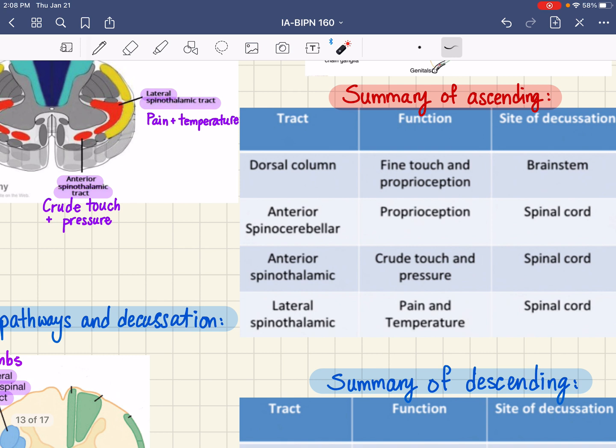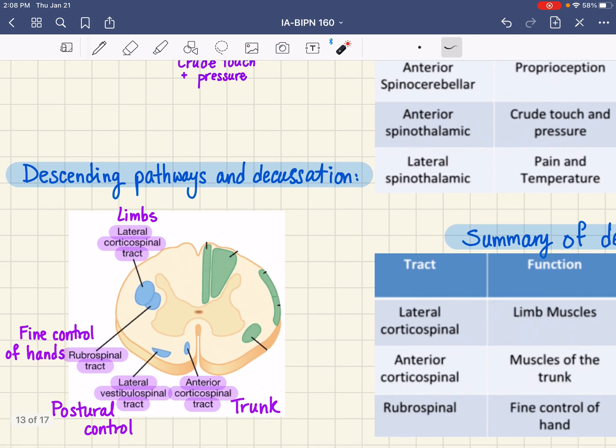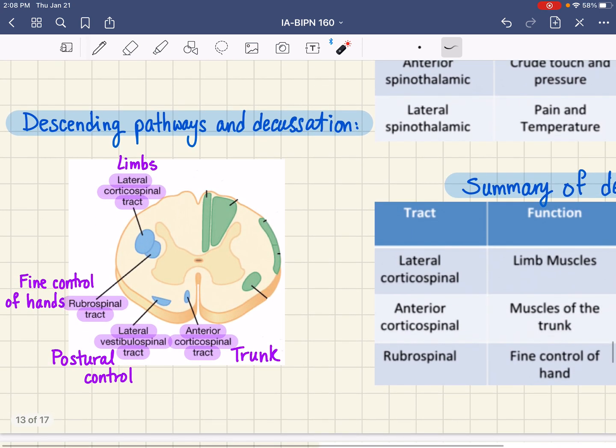Okay, I suggest only remembering the dorsal column decussates at the brainstem because the rest decussate at the spinal cord. So as long as you remember that this one's different, then the other ones are the same. Okay. Then moving on to the descending pathways and their decussation sites. There are 4 pathways that you should probably know by name and function, but then there are only 3 that you need to know decussation-wise. So let's go over the 4.